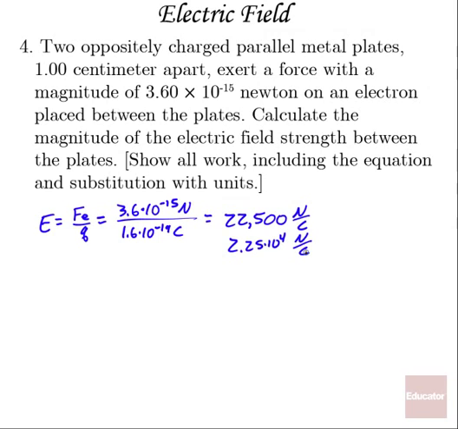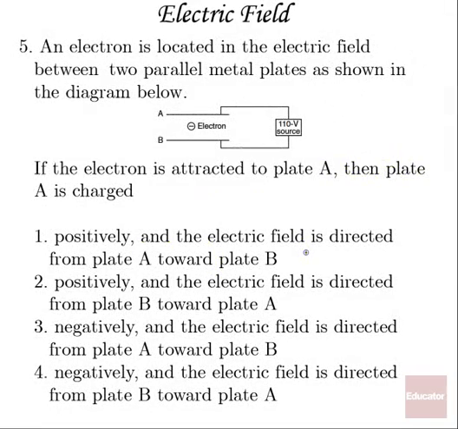All right, one more here. An electron is located in the electric field between two parallel metal plates as shown in this diagram. If the electron is attracted to plate A, then plate A is charged. Well, if the electron is attracted to plate A, that must be the positive potential, and B must be the negative side. And we also know the electric field runs from positive to negative.